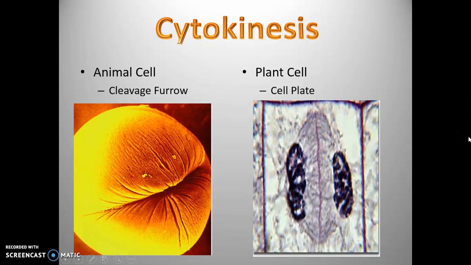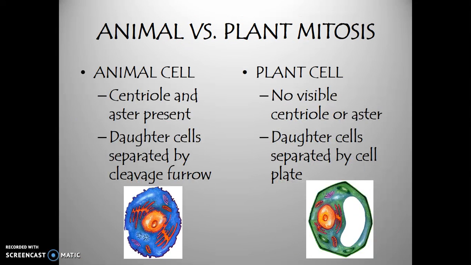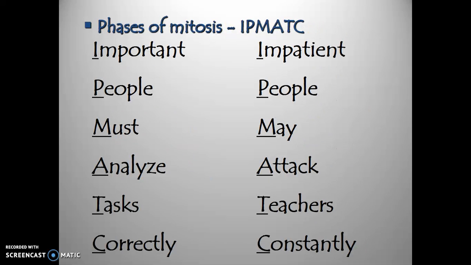Okay, so there's a difference between your plant and animal cells. Animal cells have centrioles, plants don't. Animal cells use a cleavage furrow during cytokinesis. Plant cells use a cell plate during cytokinesis. Make sure you can tell those differences. And here's your list. Okay. Finally, some people like to have these little memory mnemonics to help them remember.